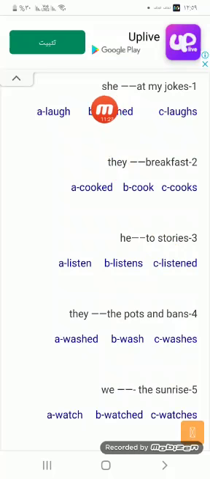Look here at number 1. She not at my jokes. Put the sentence in the past. Which one? Laugh or laughed or laughs? Which one is in the past? Yes, the second one. She laughed at my jokes. This one is right. They not at breakfast. Cooked or cook or cooks? Which one is in the past? They cooked. Excellent. Cooked, number A.